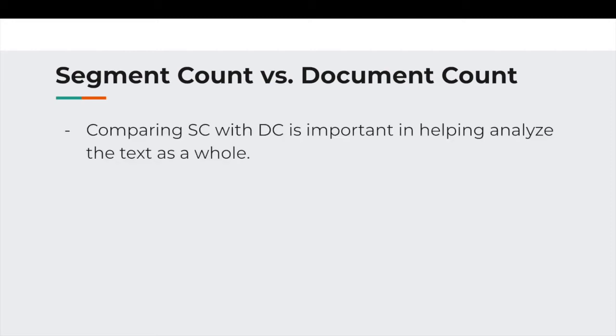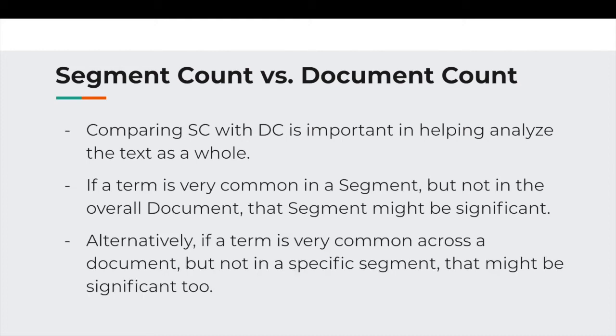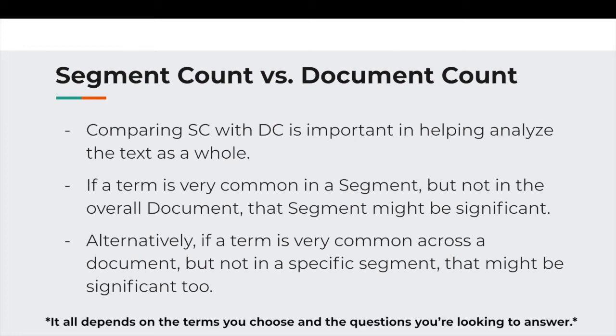Comparing segment counts with document counts is important in helping us analyze the text as a whole. If a term is very common in a segment, but not in the overall document, that segment might be significant. Alternatively, if a term is very common across a document, but not in a specific segment, that might be significant too. It all depends on the terms you choose and the questions you're looking to answer.